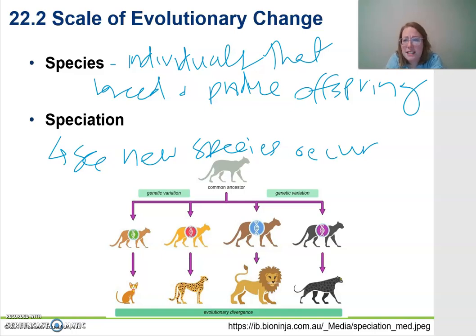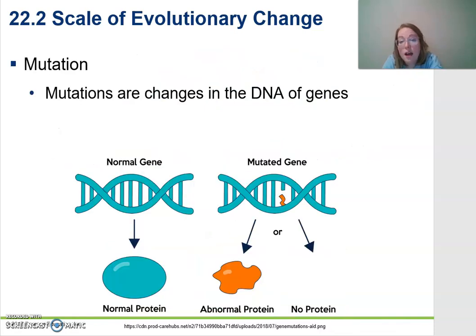There's a couple different ways this can happen. Allopatric or sympatric speciation, the latter being in the same place. Sometimes, like the Grand Canyon, you'll have different types of ground squirrels on each side that can no longer interbreed because they can't cross the canyon. Fun. Very important. Mutations, let's look a little bit more at this.